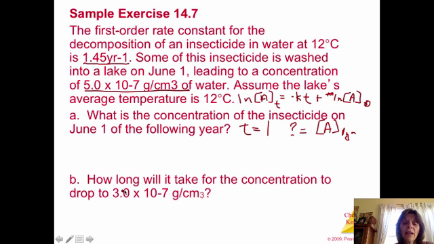And for B, I want you to use the same equation, but this time you're going to solve for time, so the length of time. So solve for t. And you want your initial concentration to be the 5.0 times 10 to the negative 7th, and your final concentration to be 3.0 times 10 to the negative 7th.